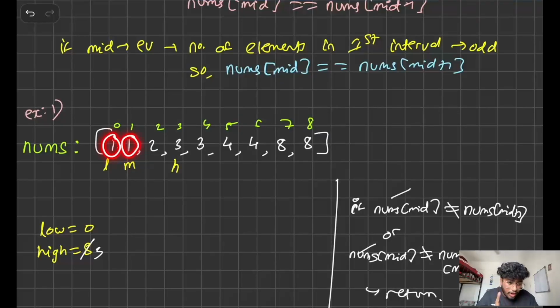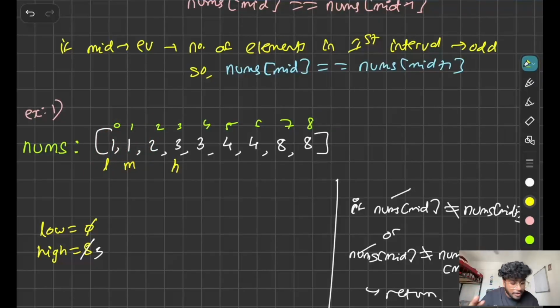These are equal. So I can say my left half is good. I can surely say that the left half is good, so the answer does not lie here. I can eliminate this search space. To eliminate the left half, I'll update my low pointer to be mid plus 1, which is just 2. I'll update my low to be here, as these are paired up. So now let's search again. This would be my mid now.